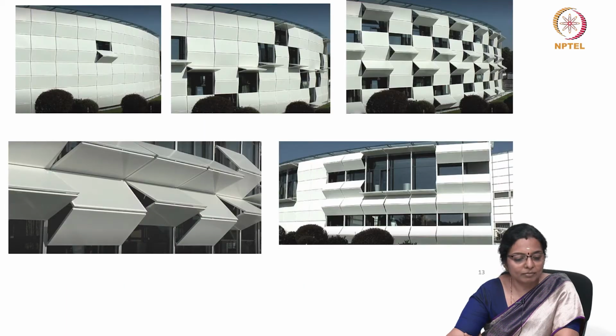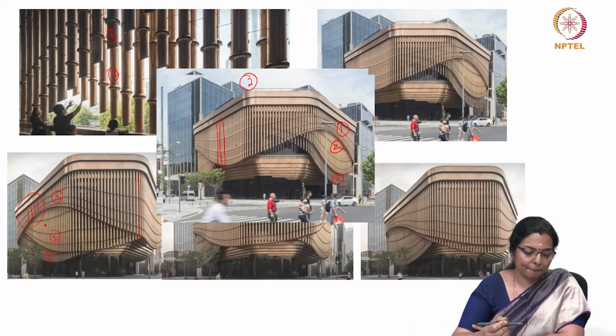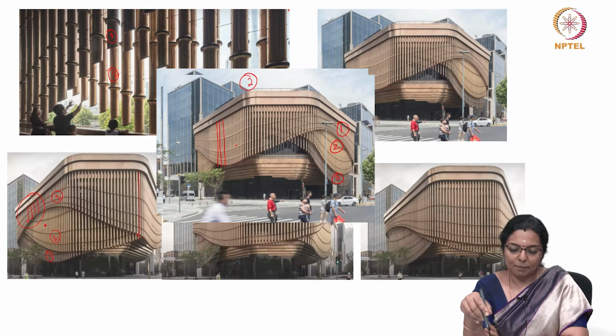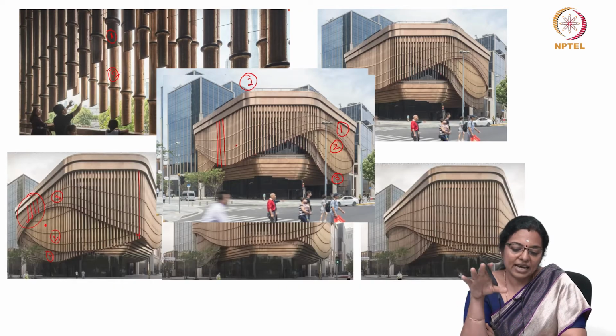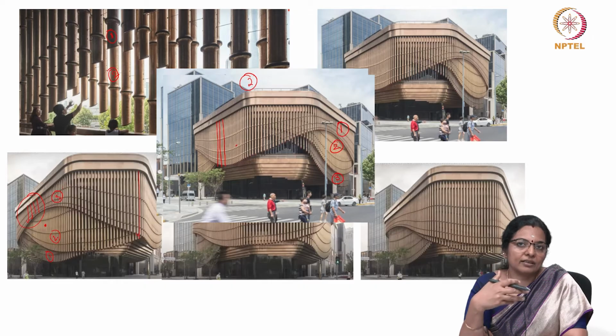So, this building is one example where dynamic facade is taken to its full spirit, because these three curtains slide one over the other. They are dynamic with respect to each other and also with respect to the facade.